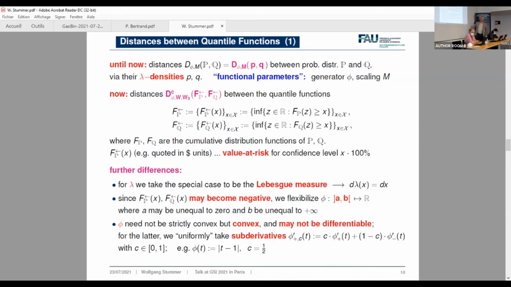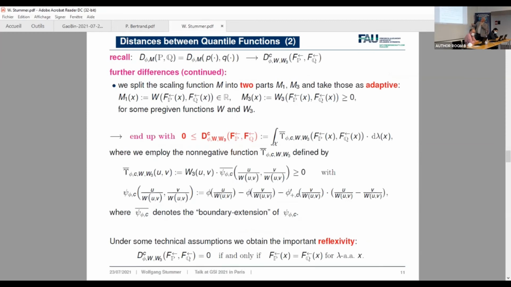And one important thing is, as we all know, the quantile functions may become negative. So we have to flexibilize the effective domain of the divergence generator phi. This is done by an interval a to b. So also the next change is that phi need not be strictly convex, but convex. And it may not be differentiable. If it's not differentiable, in the formula as above we don't take the derivative, but uniformly with a factor c the subderivative. So this is just a convex combination between the right-hand derivative and the left-hand derivative. Okay, but we take it uniformly. The c does not depend on it.